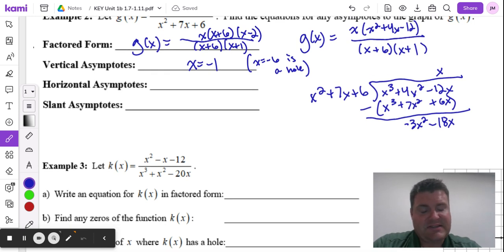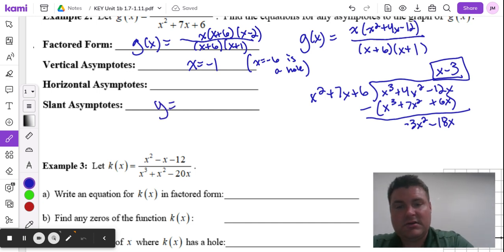I just need to do this one more time because I got my constant term, and then I am done. So x squared goes into -3x squared -3 times. You really can be done right there. There's no reason to go any further. This is my slant asymptote. Because once I get that constant term, I'm done, and there is none for horizontal.